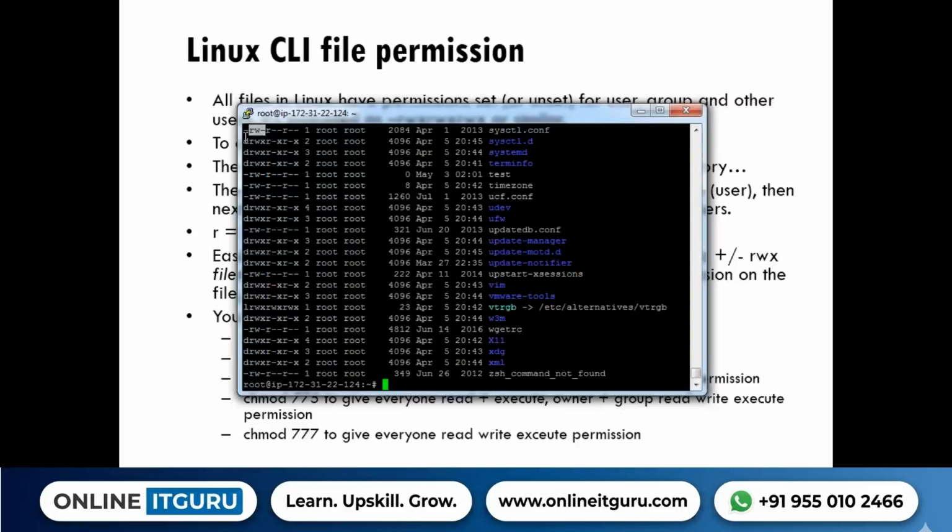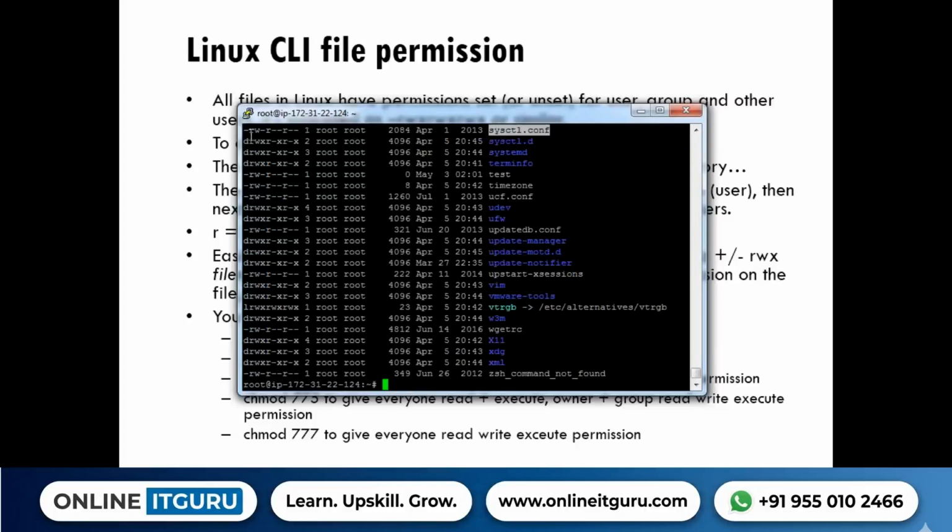First three characters: forget about the first character, I will explain it later. After removing the first character, just take the next three characters. The next three characters are the permissions for the owner of this file, the next three characters are for the group of this file, the group permission, and the last three characters are for others. Other than the owner and the group members, whoever is there in this machine, the last three characters' permissions will be applied for others.